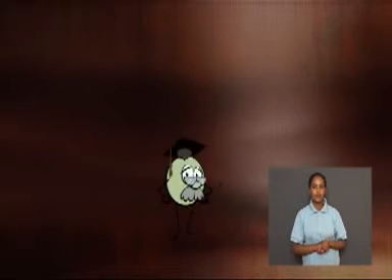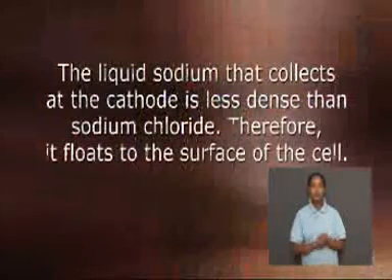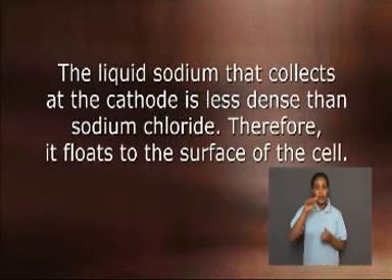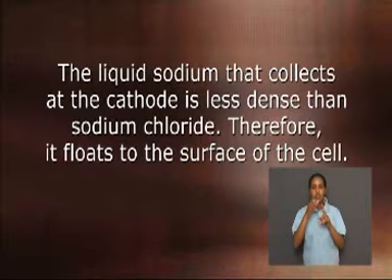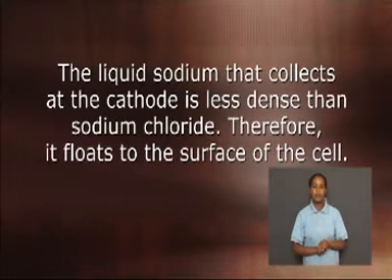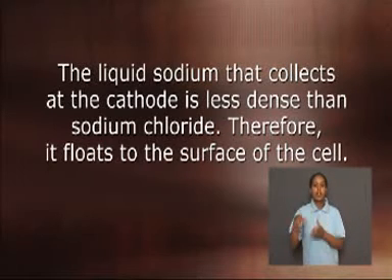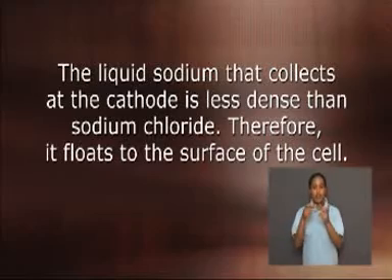Time's up. Let's get back to our lesson. Hello again, students. The liquid sodium metal that forms at the cathode is less dense than the sodium chloride that is also inside the Downs cell. As a result, the liquid sodium metal floats to the surface of the cell.